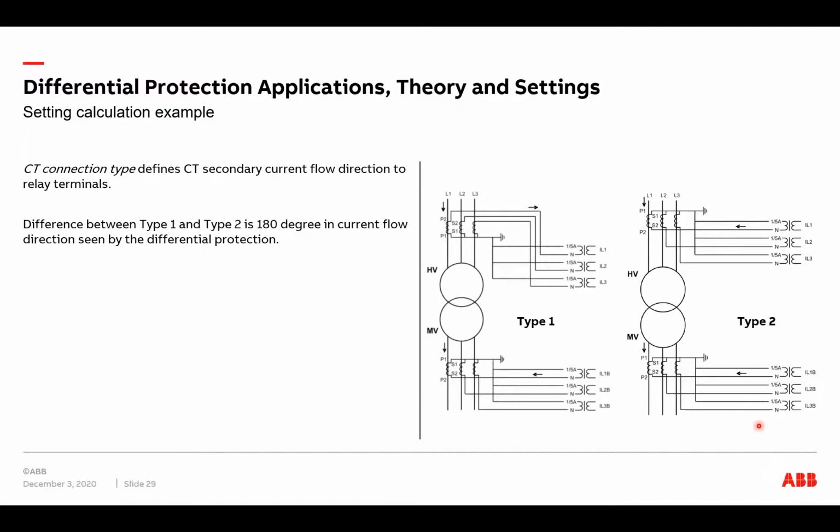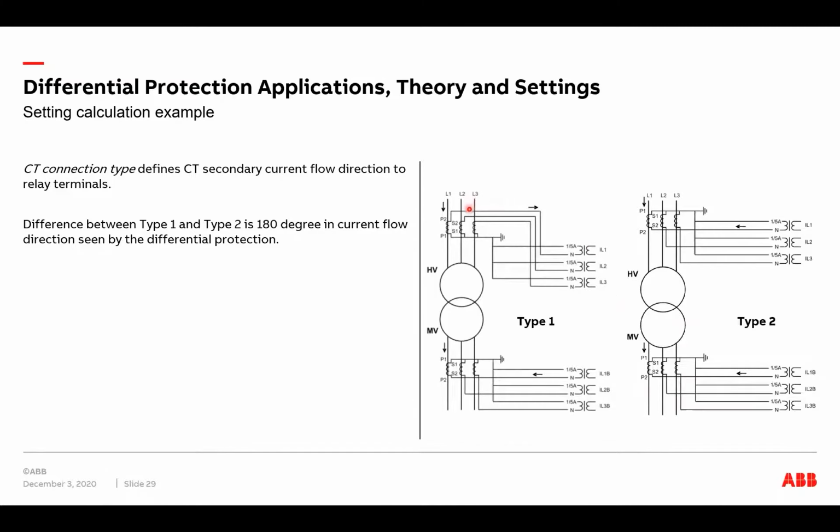And then finally we have the CT connection type setting. The purpose of the CT connection type setting is that it tells how we have connected the secondary circuit between our CTs and the relay. So the setting can either be type 1 or type 2. And if we look at what is the difference here now, let's first look at this type 1.